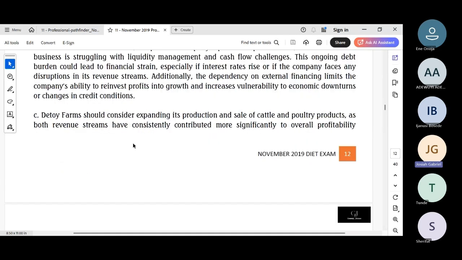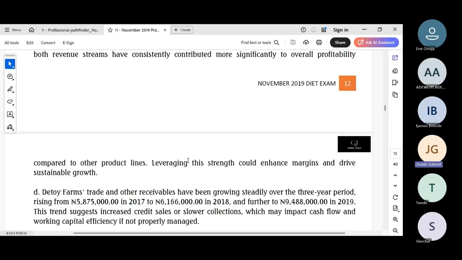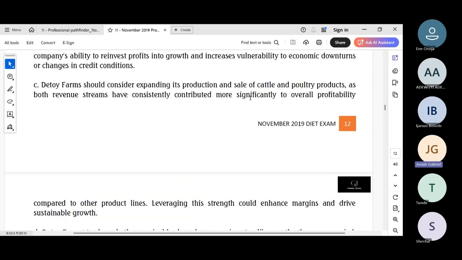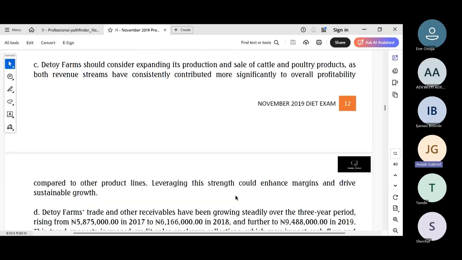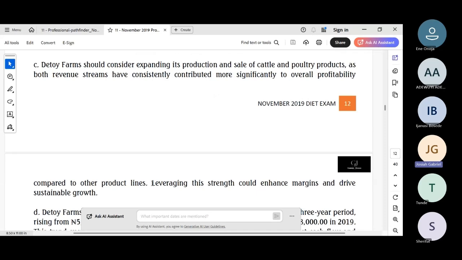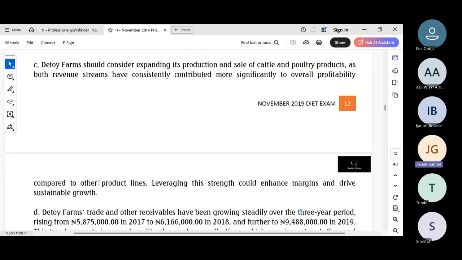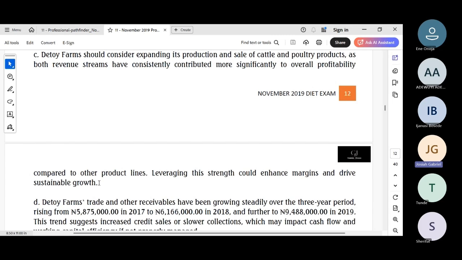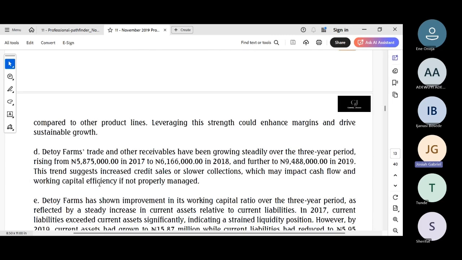Then the third one, we said that Detoy Farm should consider expanding its production of cattle and poultry products, because it should leverage this strength and could enhance margins and drive sustainability. So it's a critical issue that needs to be enhanced. That's what we are saying. Then the 4th one is the growth in receivables. You can see that it's been growing steadily, and it may impact cash flow and their working capital efficiency.